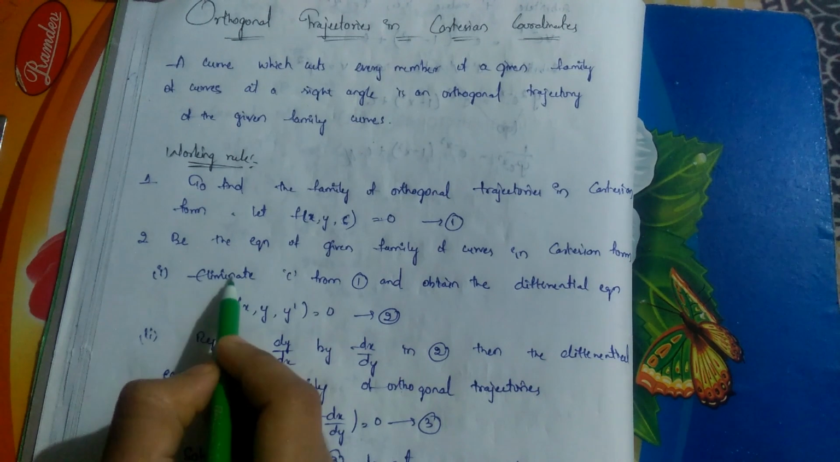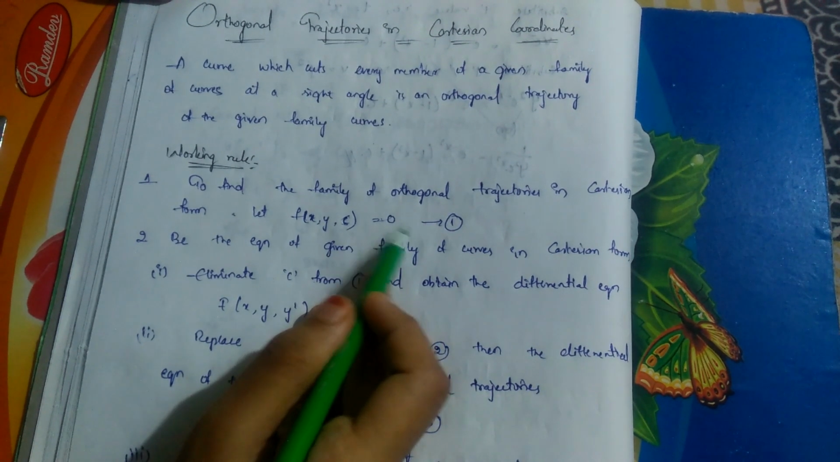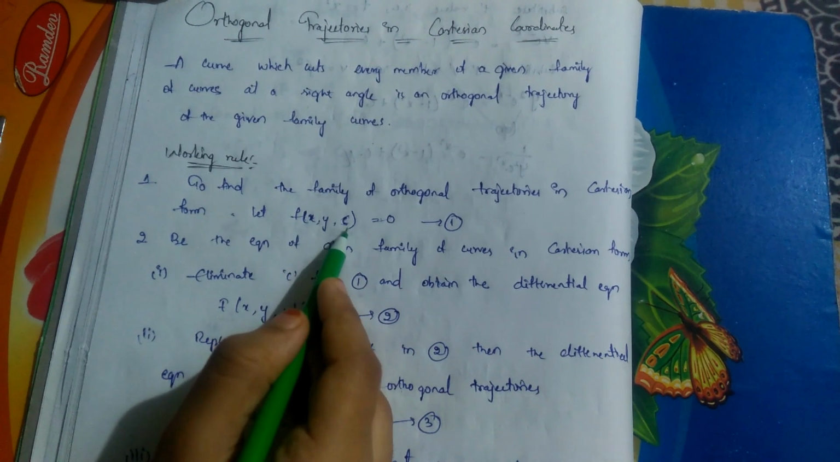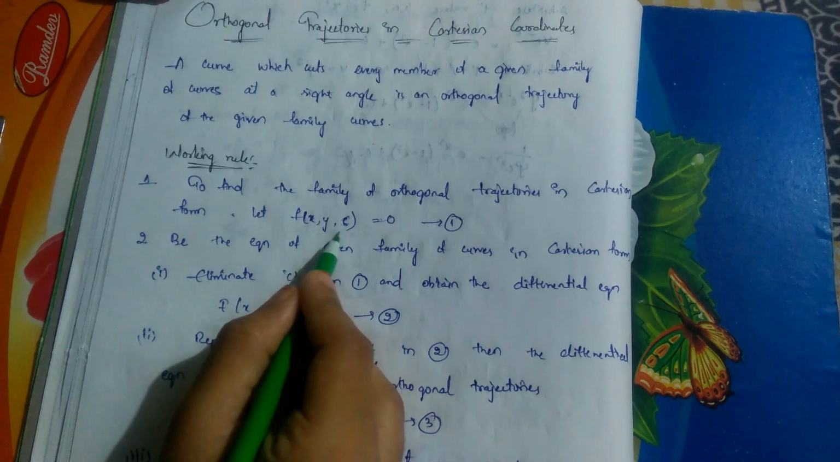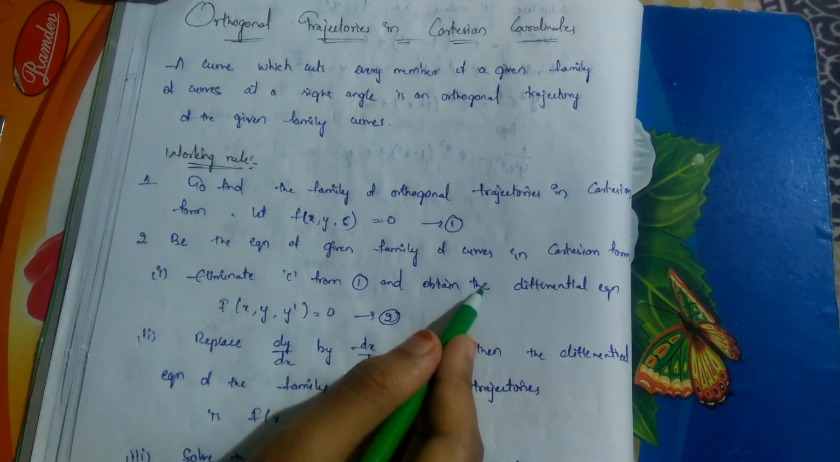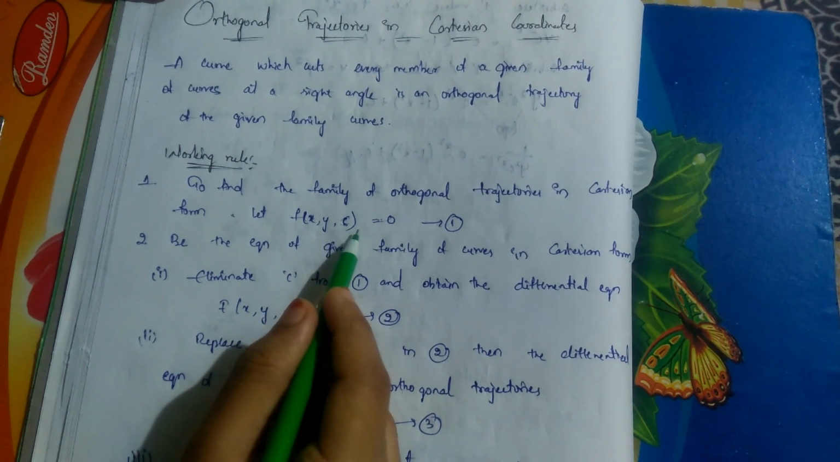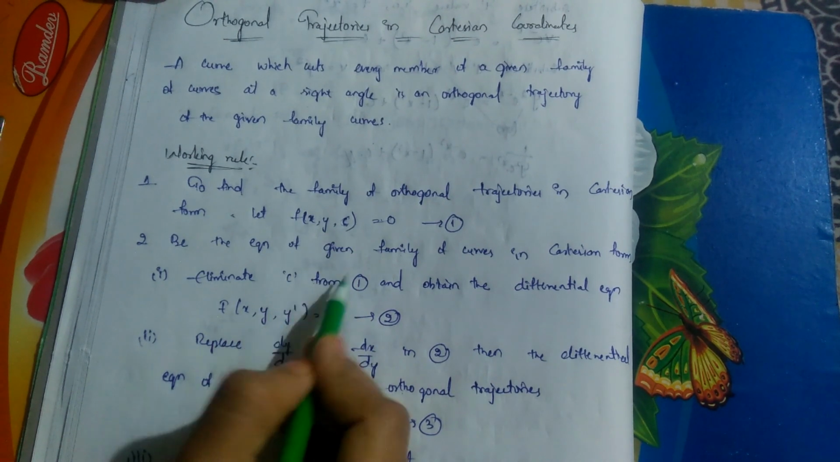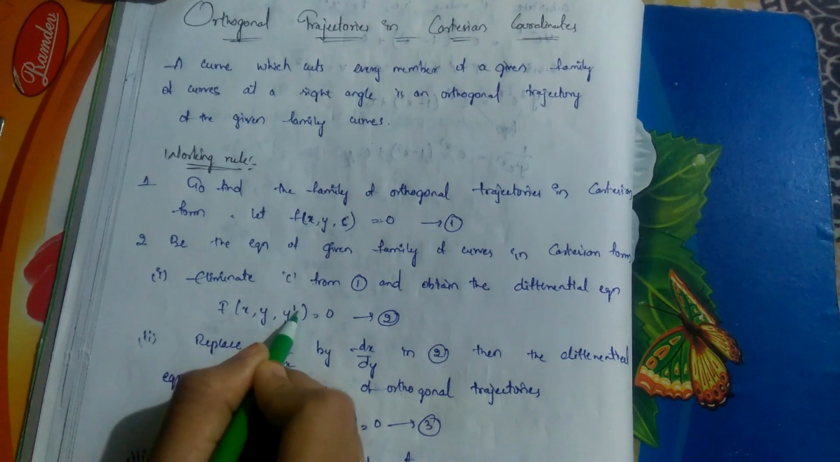Now in this, first we have to eliminate the c from 1. So from this equation we have to eliminate the constants. Whatever constants are there in the equation, we have to eliminate those. After eliminating the constant, we have to obtain the differential equation. So after this we have to differentiate with respect to x. We have to differentiate this function with respect to x, and then that will be in the form of x, y and y dash. Y dash is nothing but dy by dx.